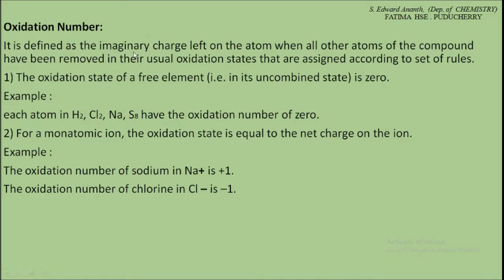So oxidation number என்றது ஒரு imaginary charge தான். சரியா? When all the atoms have been removed in its usual oxidation state. So we have to follow certain rules. The oxidation state of free element is 0. Example பார்க்கணும் அப்படின்னா hydrogen, chlorine, sodium இதெல்லாம் elemental stateல இருந்ததுன்னா அதனுடைய oxidation number என்னன்னு சொல்றோம் 0.